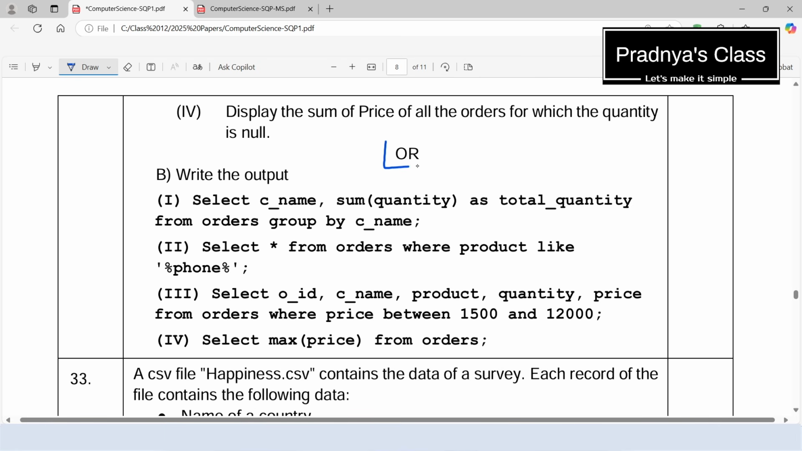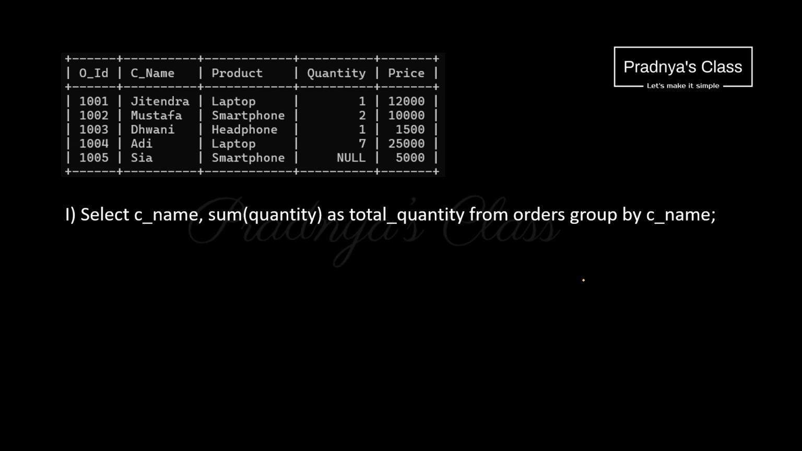Now there is an OR part of the same question in which the query is given and we need to find out the output. The same table we need to consider. So let's check out the first query. Select CNAME and sum of quantity as total quantity. We are renaming this column. From table name, group by CNAME. Let's try to work this out.